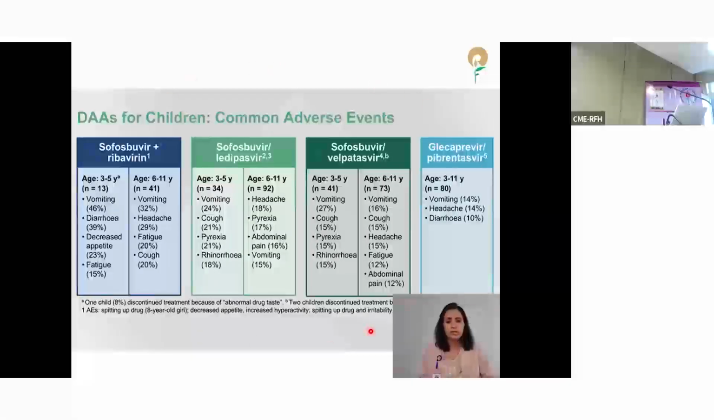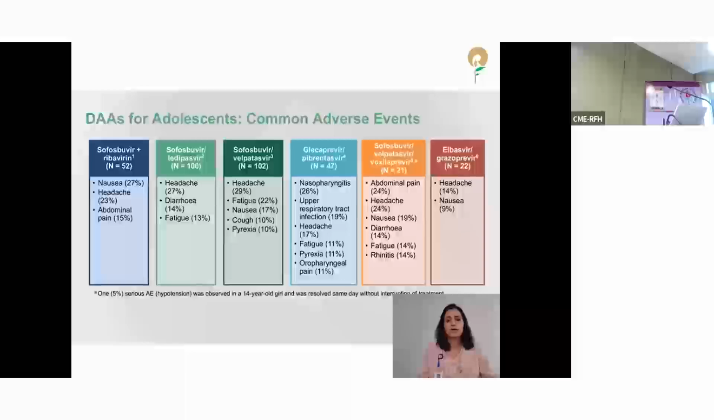These are the drugs, and I'm showing you the common side effects for children, which are nothing major. Even for adolescents who end up developing more constitutional symptoms, there is nothing major, they're only mild, and the discontinuation rates of DAAs have been extremely, extremely low.